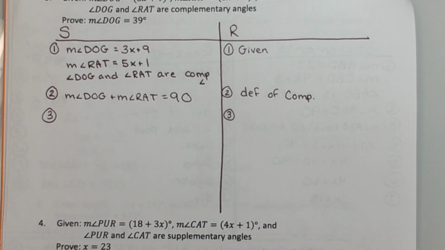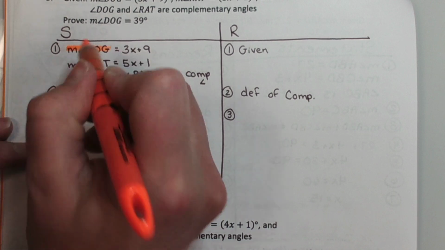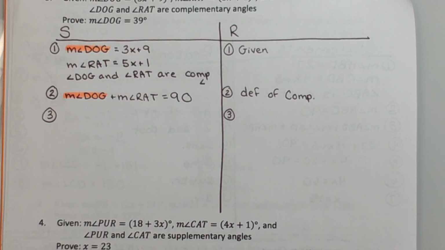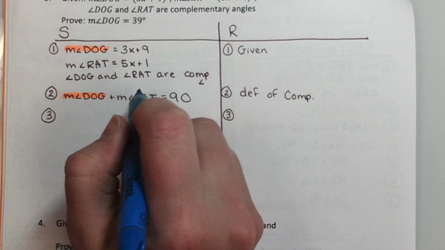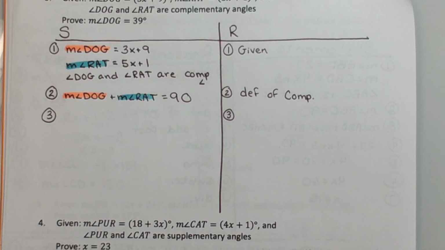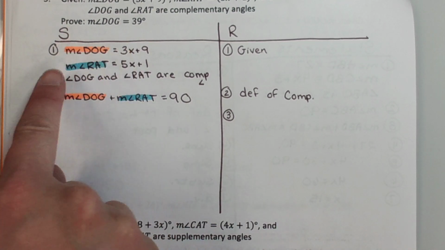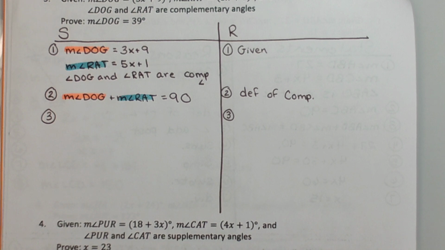Now, oftentimes when you're dealing with complementary and when you're dealing with supplementary, you're going to see proofs that actually look fairly similar to the ones we've already been doing. Because typically once we see an equation like this, I start to notice that I've got measure of angle DOG and measure of angle RAT popping up in two different equations. One of which is equal to things, which means I can follow it up with what?